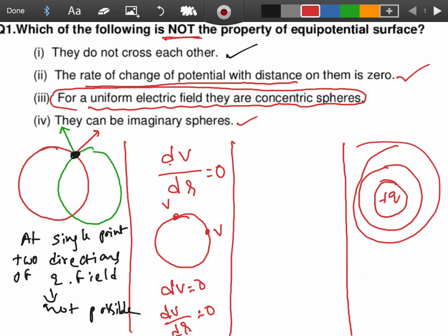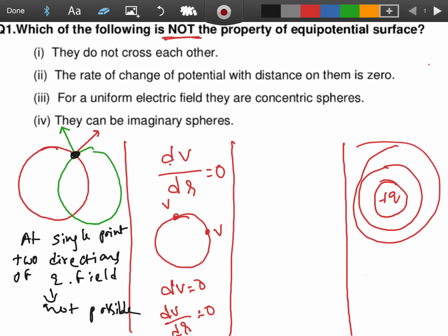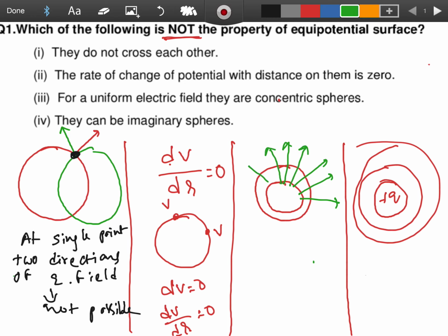Now let us see what about this option. For a uniform electric field, they are concentric spheres. Now let us draw concentric spheres, 1, 2. Now these are concentric spheres. Now what I will do is, I will draw electric field lines for them. So electric field lines will be perpendicular to the equipotential surfaces. Now see, I am drawing the electric field. Now the electric field is radially outwards.